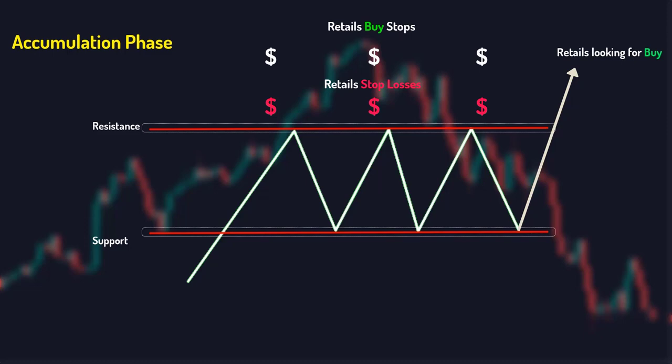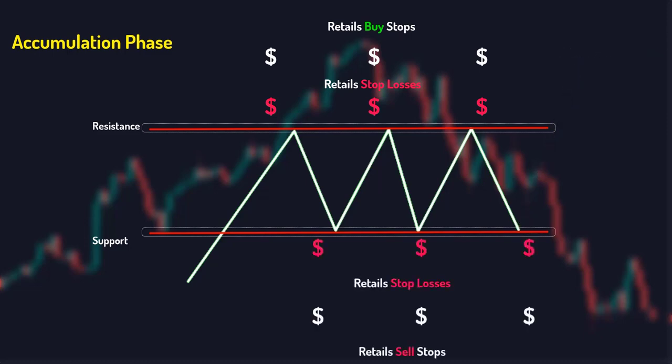These series of actions create a well-defined liquidity pool comprised of various types of orders awaiting to be swept by the market, both above and below the equal highs and equal lows. So here we have the buy-side liquidity located at the top of the accumulation phase, and also sell-side liquidity, which is located at the bottom of the structure.